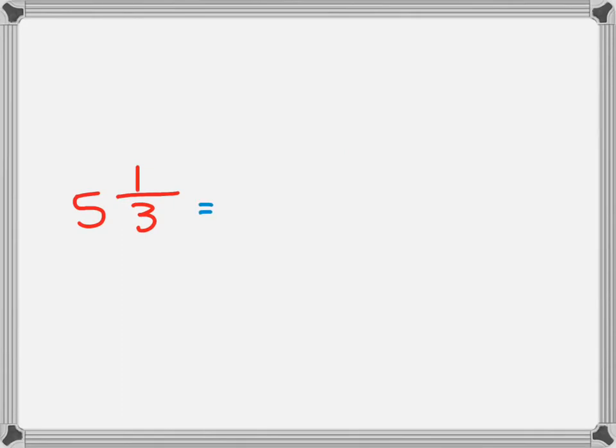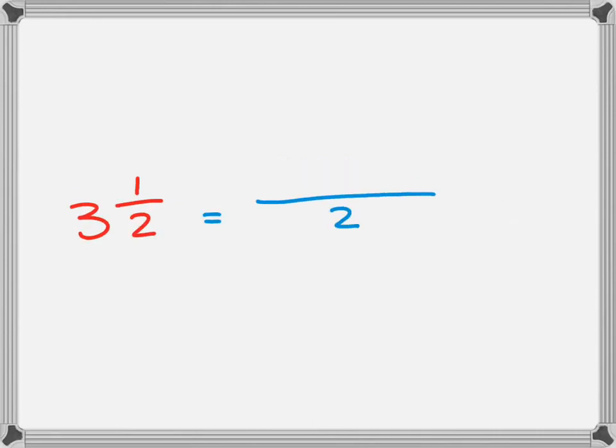Again, it's going to be over the 3, 5 times 3 plus the numerator at the top. 5 times 3 is 15, plus the 1 is 16 over 3. Let's look at this one. It's going to be over the 2, which is our denominator. The procedure is 3 times 2, plus the numerator at the top, the 1. 3 times 2 is 6, plus 1 is 7 over 2.